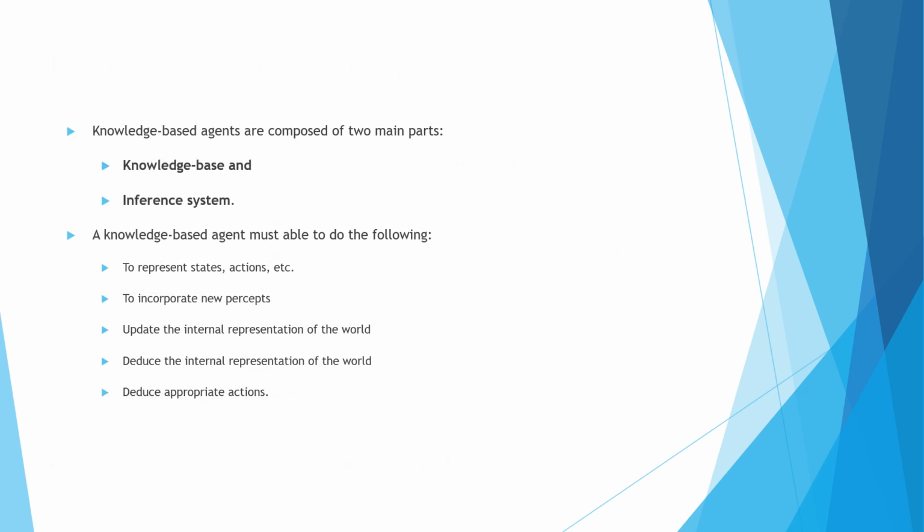Now we are going to see parts of knowledge-based agents. Knowledge-based agents are composed of two main parts. First one, knowledge base, and the second one, inference system. The knowledge-based agent must be able to do the following. First point, the agent should be able to represent the state and action. An agent should be able to incorporate new concepts. An agent can update the internal representation of the world. An agent can deduce the internal representation of the world. And the agent can deduce appropriate actions.